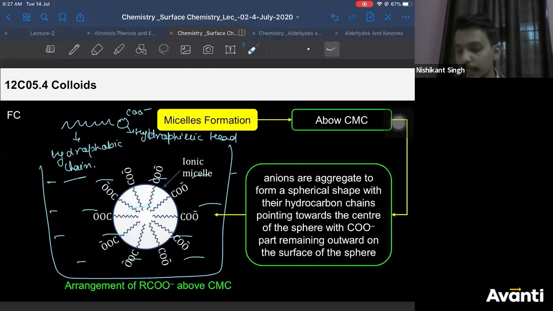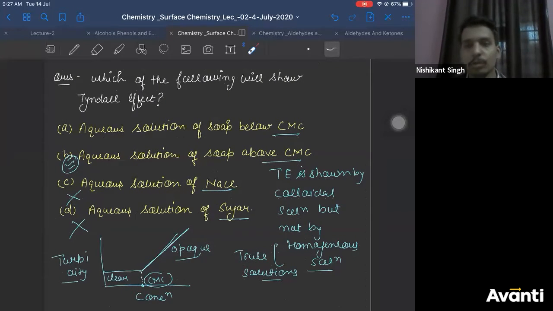Right? So I hope this arrangement above CMC is clear to all of you. Now we also saw the graph that after CMC, the solution becomes opaque. Before that, it was clear. You must have seen when you add detergents or soaps in water, initially the water is clear. After some time, the water becomes milky white. So that happens after CMC when micelles are formed, correct?